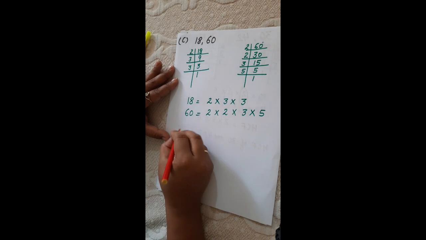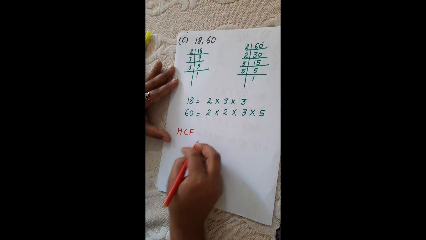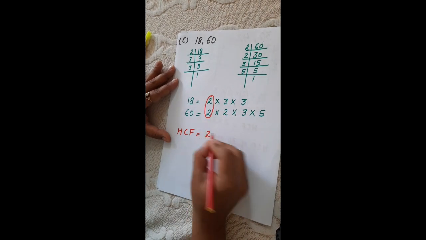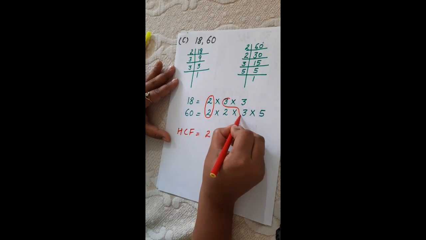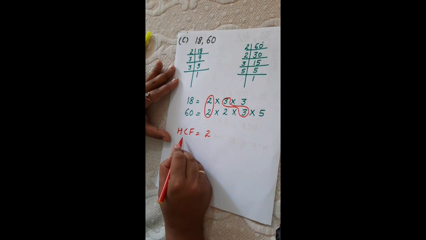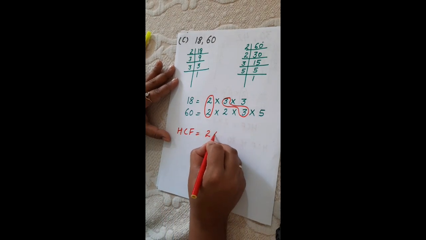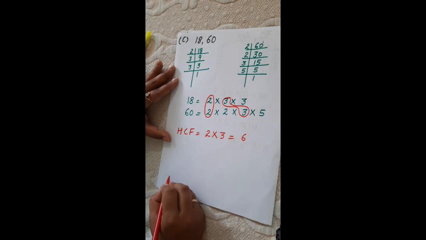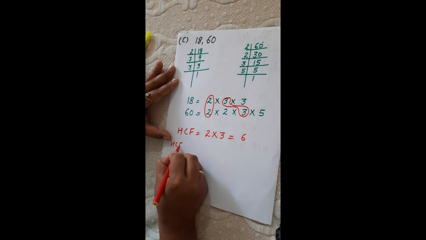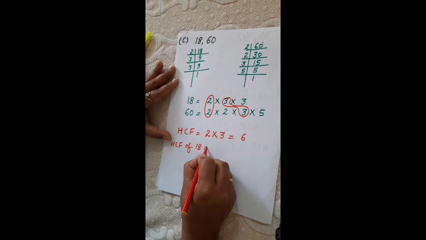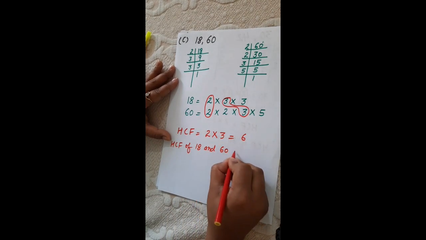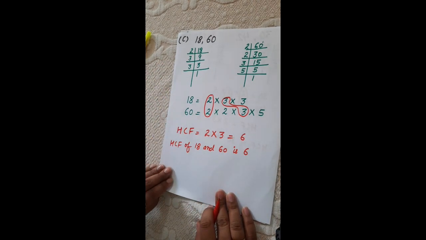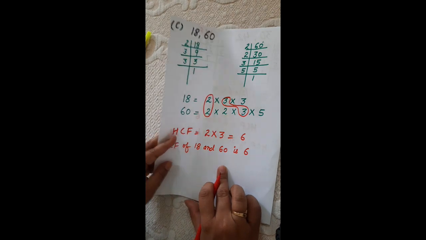To solve the HCF, that is the highest common factor, find the common factors, that is 2. Then next is this 3. And in HCF I have to write the product of common factors. So we get 6. Here the HCF of 18 and 60 is 6.